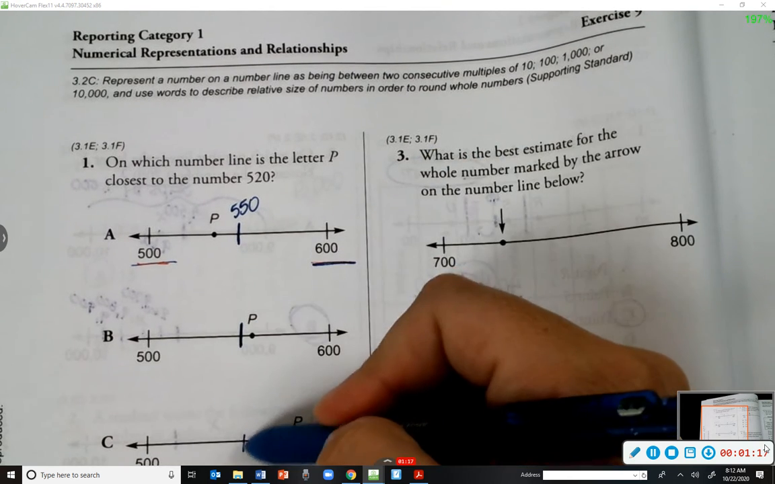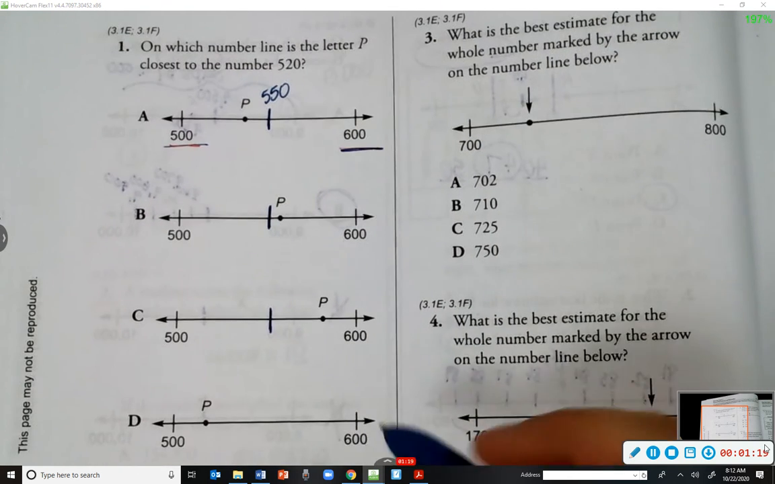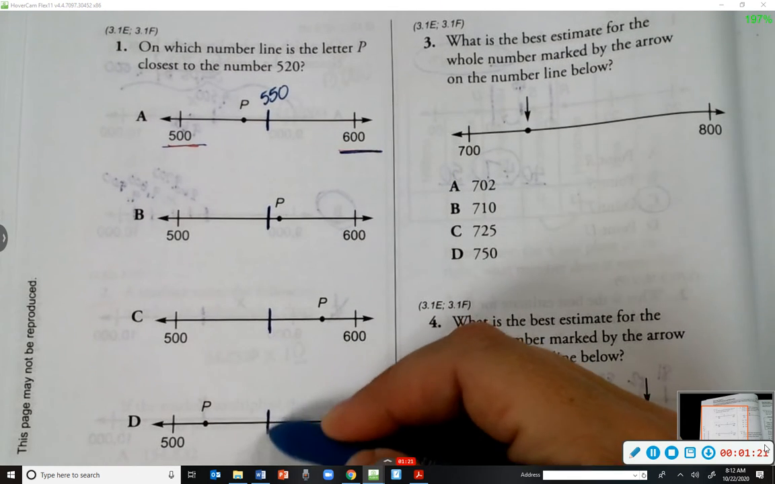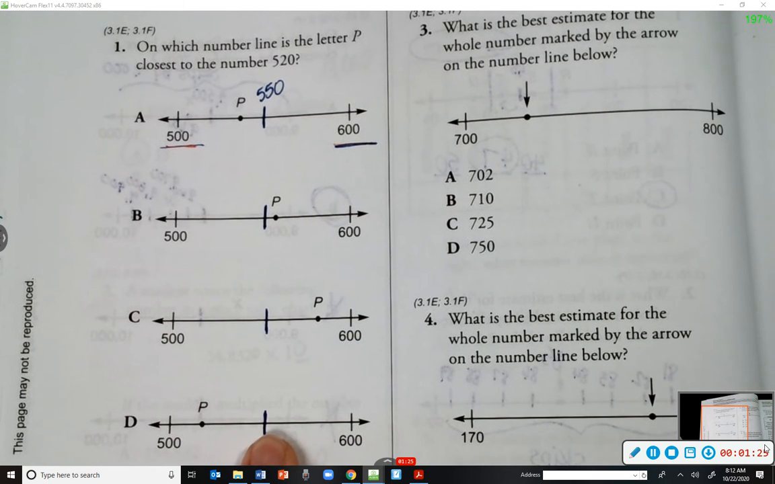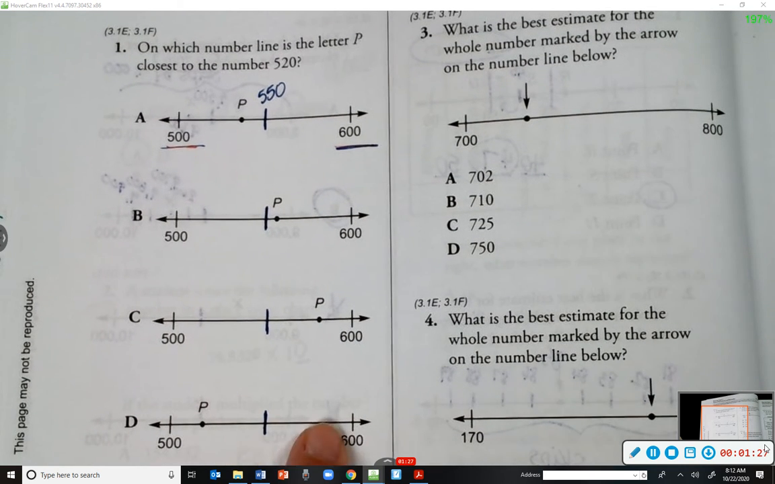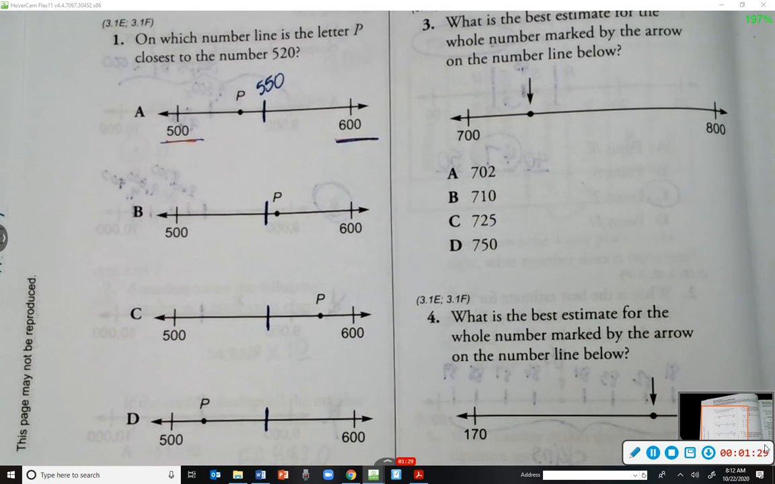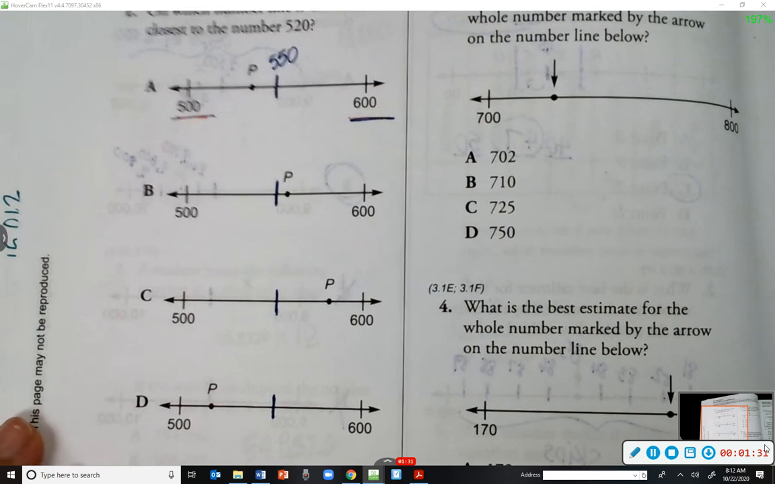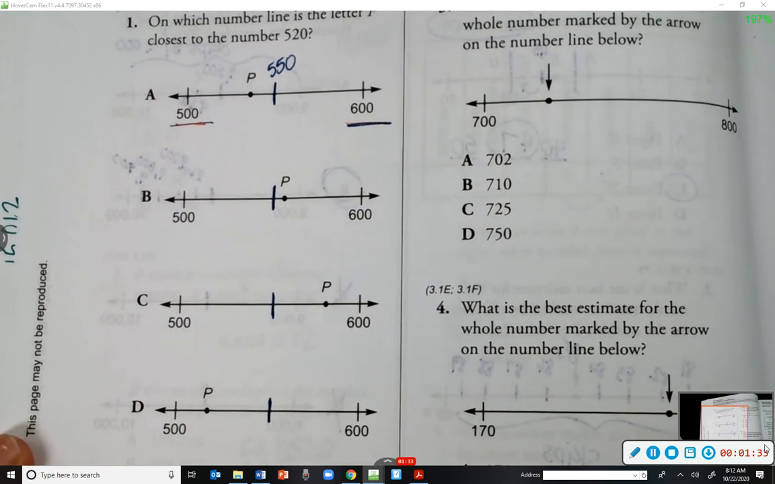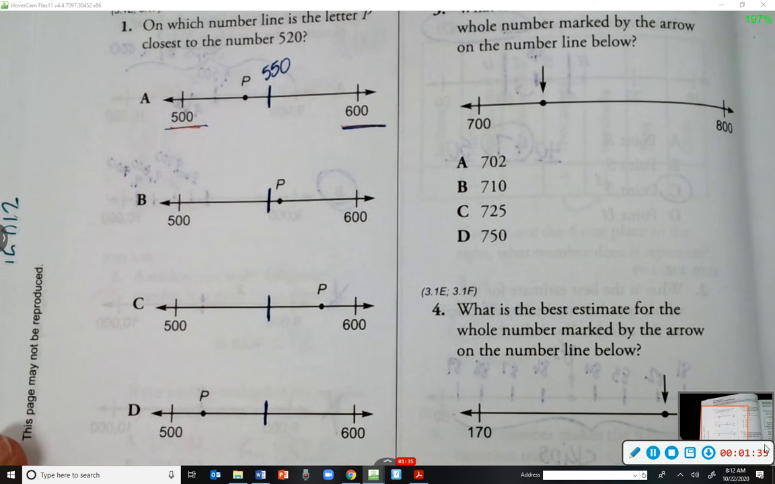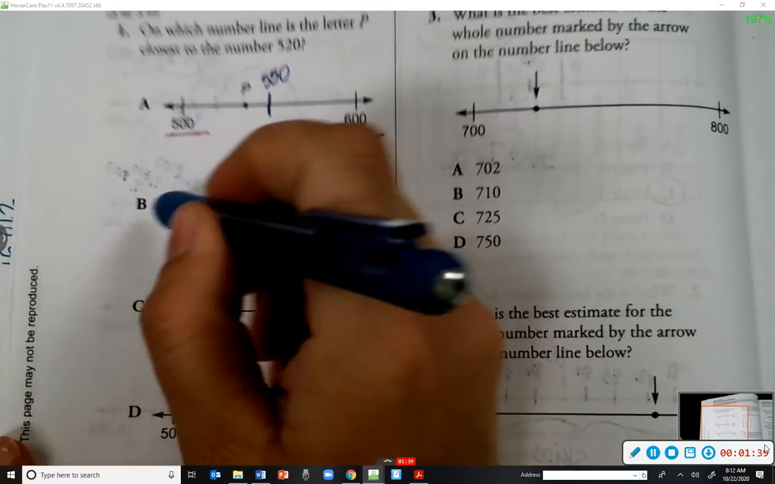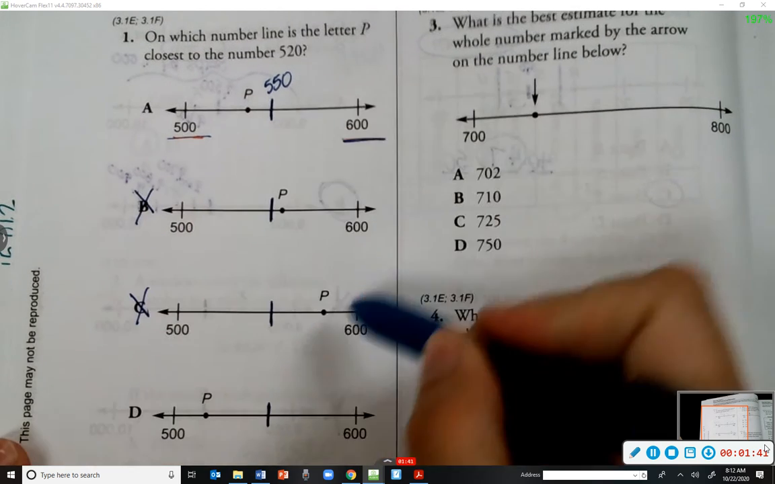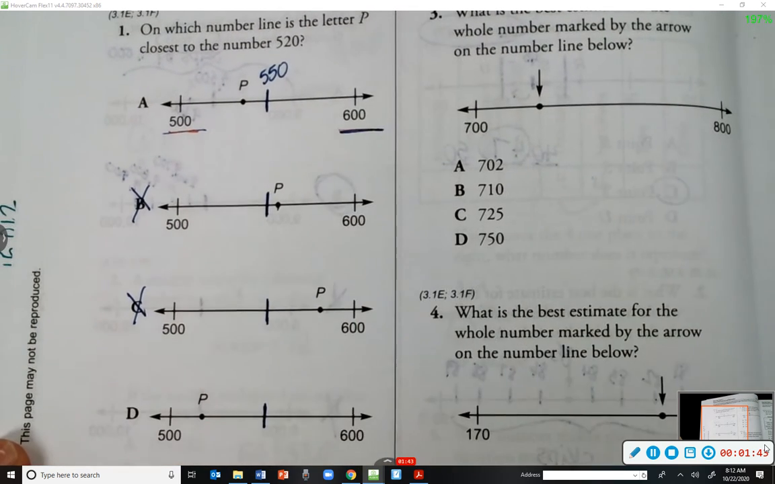And if I'm looking for 520, I know the dot has to be where in relationship to the middle? Should it be before the middle or after the middle? Before, okay? So now I can go ahead and eliminate some. Which two can I already eliminate? B and C, good, because both of those are after the middle. The dots come after. Okay?